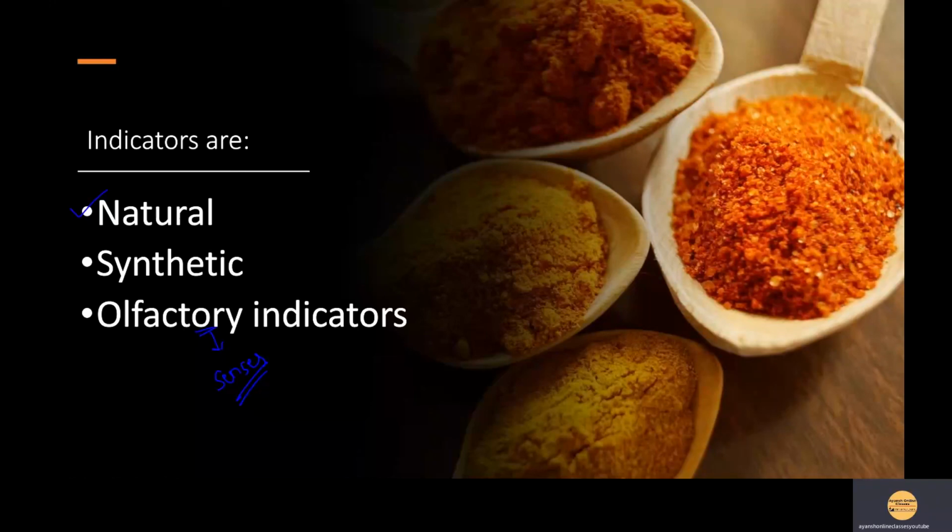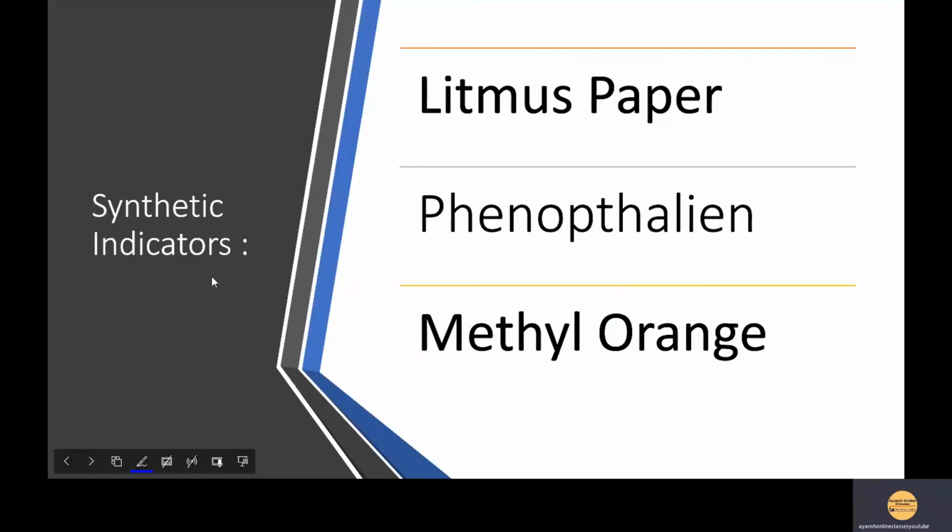Then let's move ahead to the further classification which is widely used in the laboratories, that is synthetic indicators. A few examples I have taken: litmus paper, which we have in blue and red color. Then the next indicator is phenolphthalein, which when added gives a very beautiful pink color to the chemical. Then the next one is methyl orange. So these are a few examples of synthetic indicators, which are produced artificially and which indicate whether the substance given is acidic, basic, or neutral.